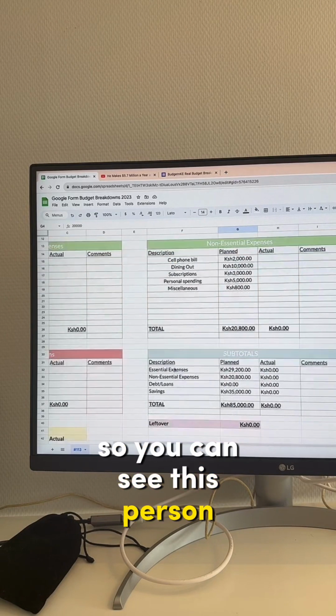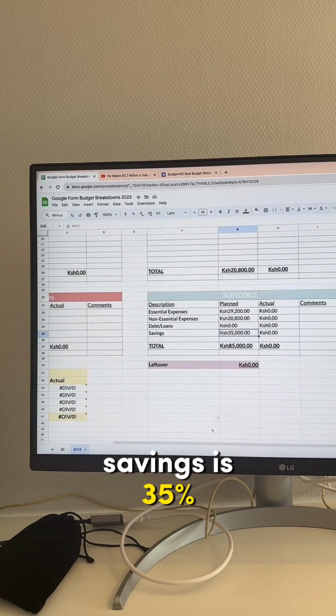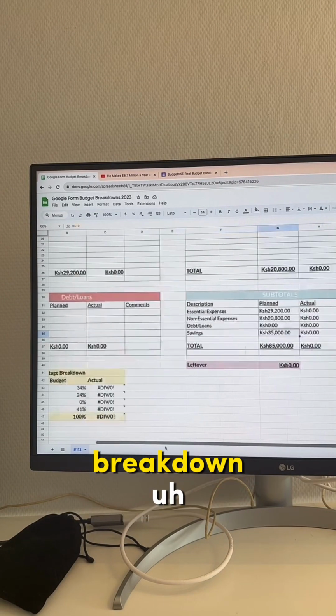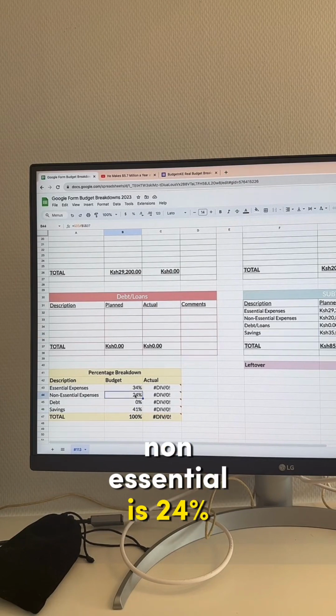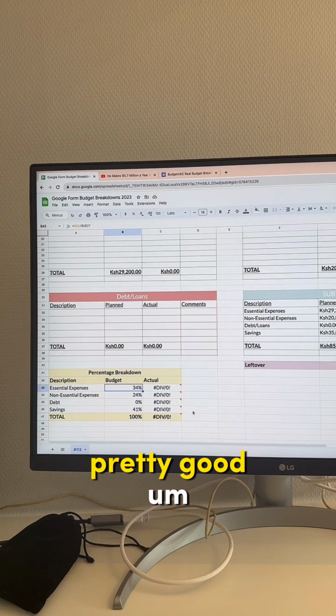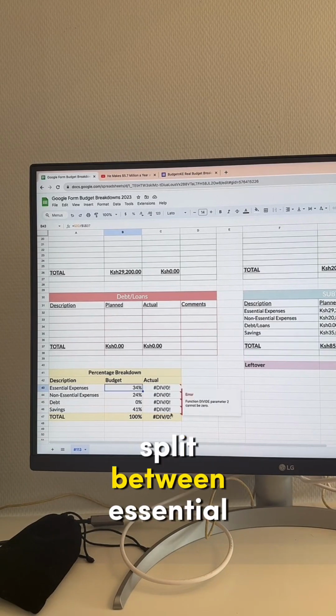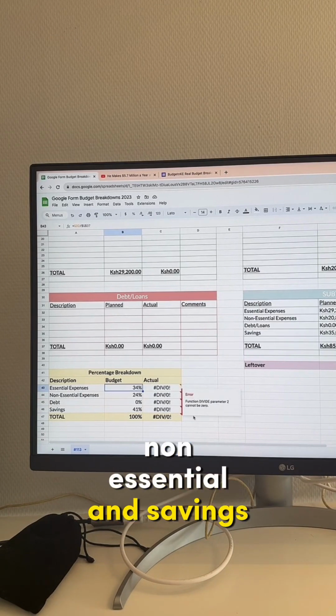So you can see this person, savings is 35%. So if you look at the percentage breakdown of savings, is 41% for this person. Non-essential is 24% and essential is 34%, which is a pretty good split between essential, non-essential, and savings.